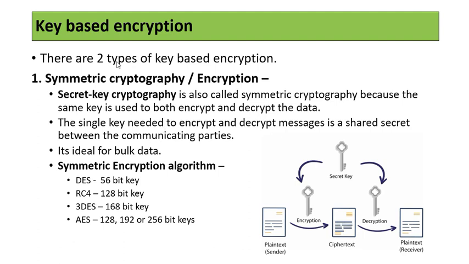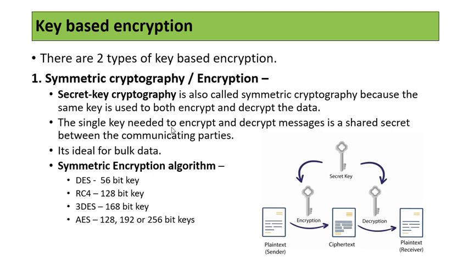So there are two types of key-based encryption. First, we call it symmetric cryptography or encryption. Secret key cryptography is also called symmetric cryptography. You should not be confused, because there are two terms, secret key cryptography and symmetric cryptography. Both are basically the same thing, but with different names. It is called symmetric because the same key is used to both encrypt and decrypt the data.